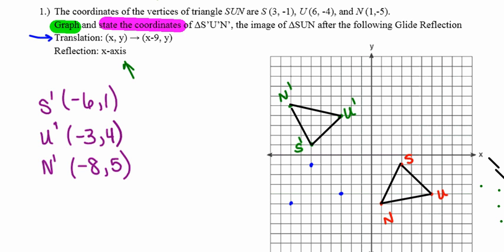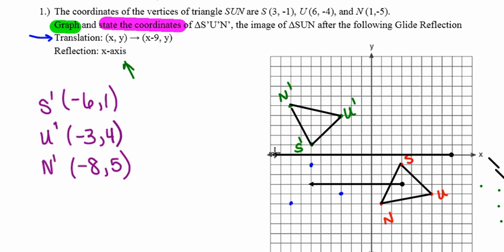I would like to take a minute and take a look at something that's going on in this question. When I translated or slid my triangle across the paper, I slid it in a perfectly horizontal direction. I didn't move it up or down in any way, shape, or form. It was an entirely horizontal slide, or an entirely horizontal translation.